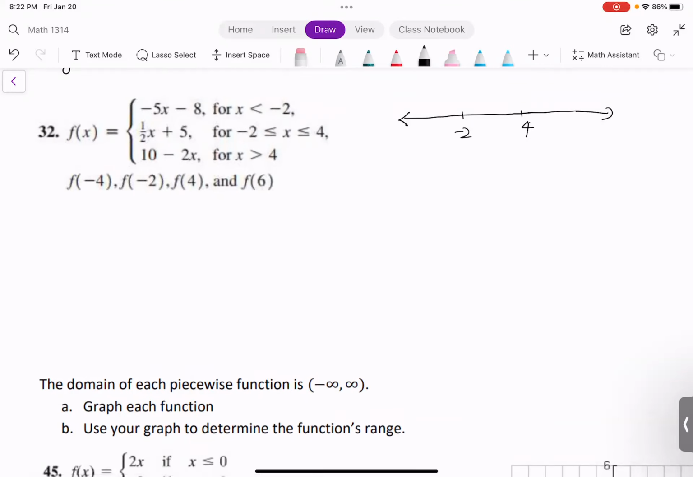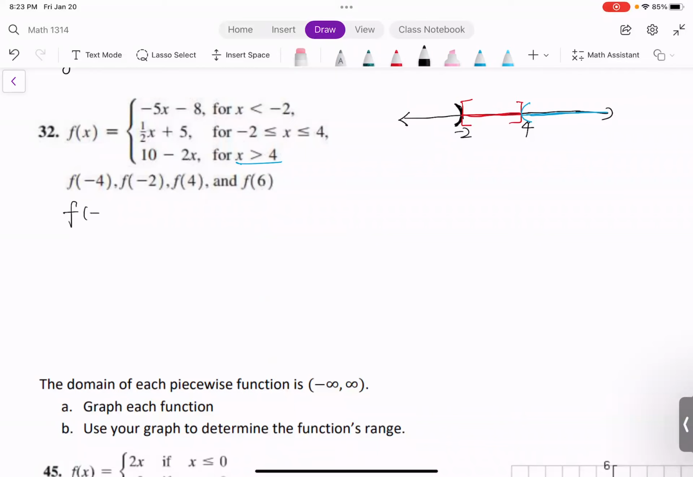The first part is a parenthesis, x less than -2. And the second part, let me use a different color, is between -2 and 4. -2 and 4 are included in the second interval. And the last interval, let's use blue, is greater than 4. So let's highlight this area. Let's solve the problems here.